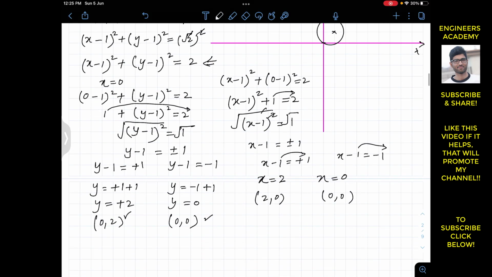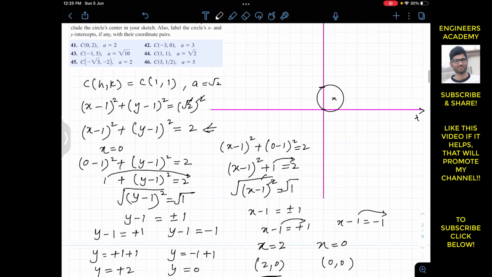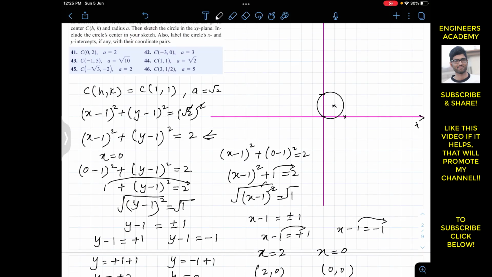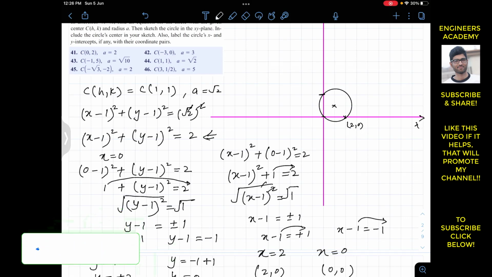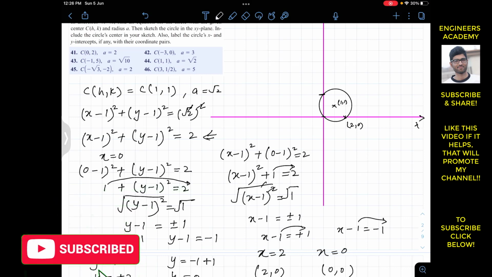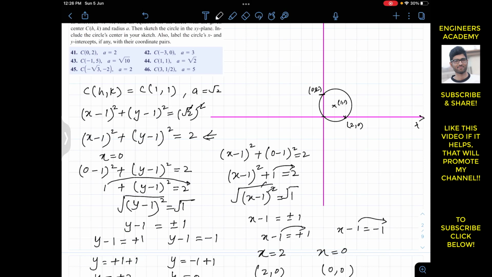So now, since we know from here that the circle is passing through the origin, and the x-intercept is (2, 0), the circle needs to pass through this point, that is (2, 0). So now let's correct this, right? We need to have the circle which is going to pass through that point. So we need to have the circle like this. So the center is at (1, 1), this is (0, 2), this is the origin, and the x-intercept is at (2, 0).